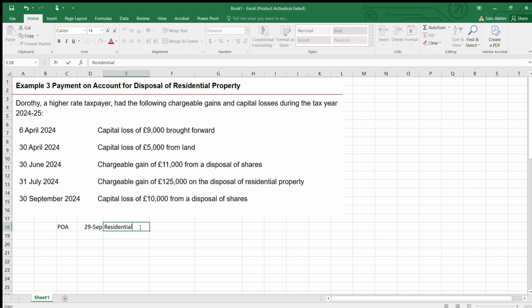So now we will find the residential gain. What is the residential gain? You have 125,000. Then from this we deduct the current year loss of 9,000. Can we deduct 9,000? No, 9,000 is the brought forward loss. We have to deduct the 5,000. I'm making a mistake, and I'm showing you the capital loss of 5,000 from land, then the annual exempt amount. This is AEA.